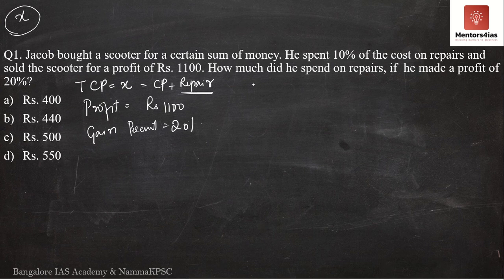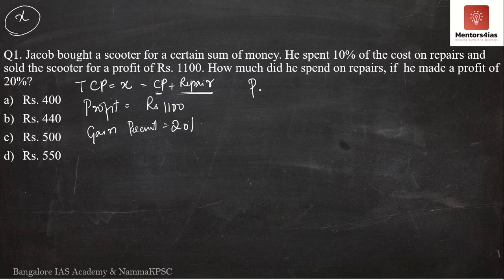Now, for us to determine the amount of money that he has spent on repairs, where the repairs itself is 10% on the cost price, we have to first determine the cost price. Only then can we determine how much was spent on repairs. In order to determine the cost price, we first have to determine the total cost price. So the question is, how do we determine the total cost price? See here, profit is already given.